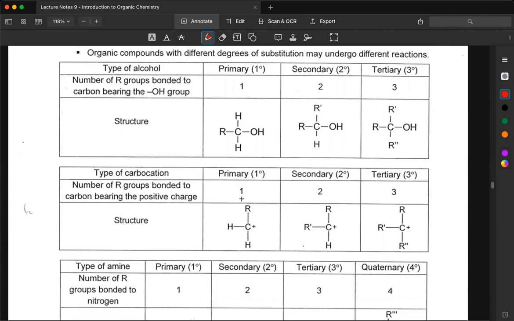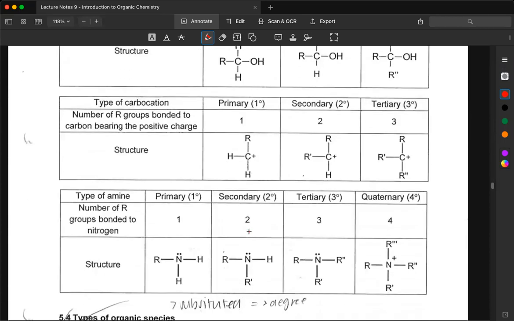Likewise, we can apply that to carbocations. Primary carbocation, we have one R group on the positively charged carbon. Secondary and tertiary. We can also apply it to amines, primary, secondary, tertiary, because an amine can hold up to 4 bonds if you have, so it can be quaternary.